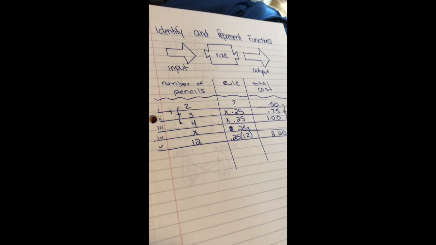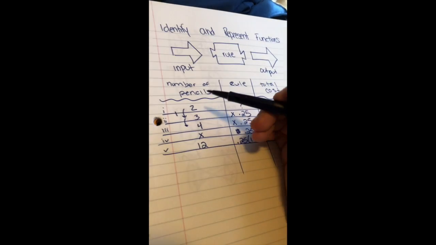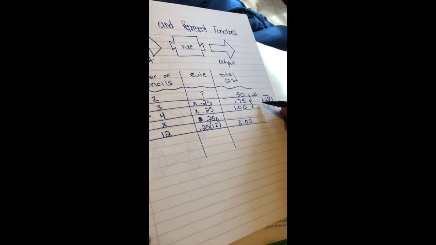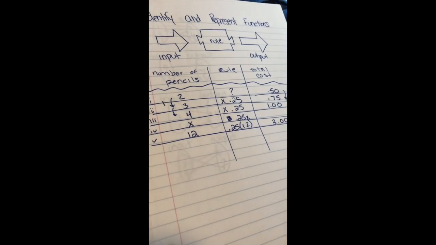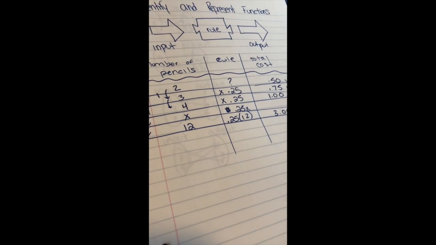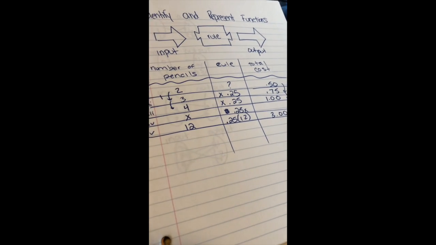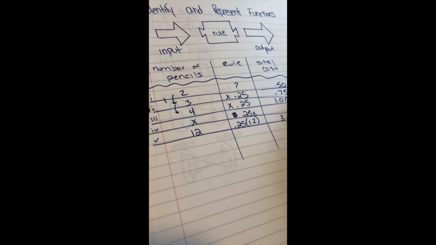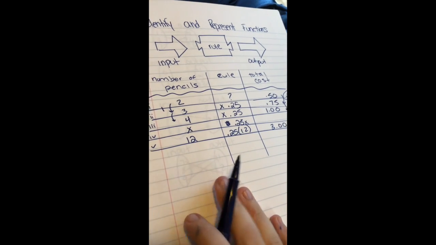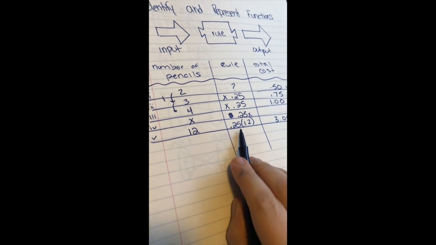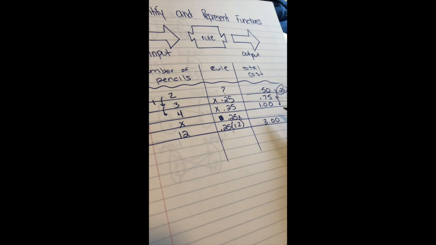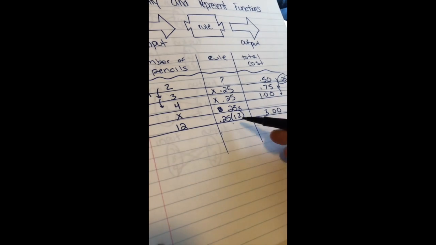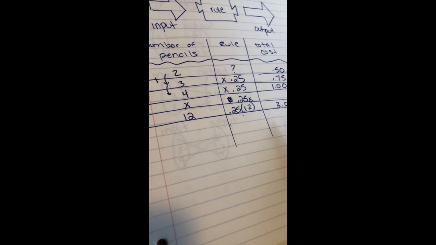Okay, so when the number of pencils is increased by 1, the cost of the pencils is increased by 25 cents. So pencils must each cost 25 cents. Since the pencils cost 25 cents, any number of pencils is a multiple of 25. This means that you have to use multiplication to find your total cost after you have decided how much each pencil costs.